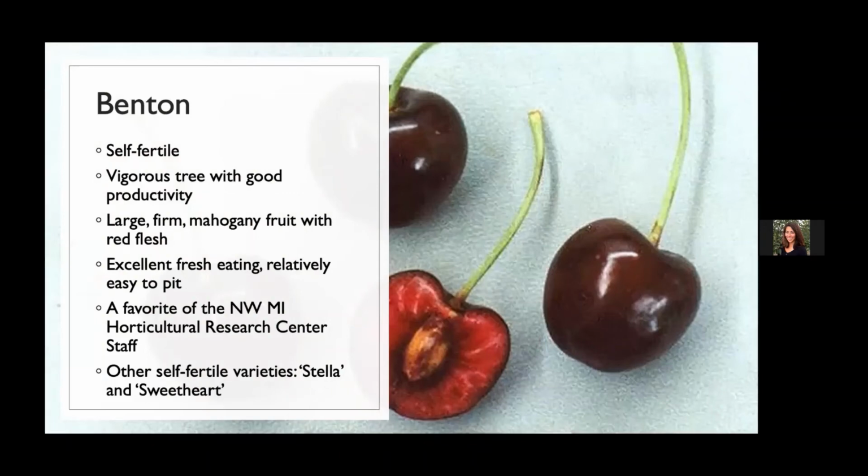My personal favorite in the sweet cherry world is the Benton. It is self-fertile. It's a pretty nice tree. It's vigorous. It has good productivity. The fruits themselves are large, they're firm, they have a nice mahogany color to them with a red flesh. I think they eat great. They pit pretty easily. You do have to cut them in half, I think, to pit them and ensure that the pit is out of them. And I will say that this is one of the favorites at the research station amongst our staff. But some other self-fertile varieties to consider are Stella and Sweetheart.